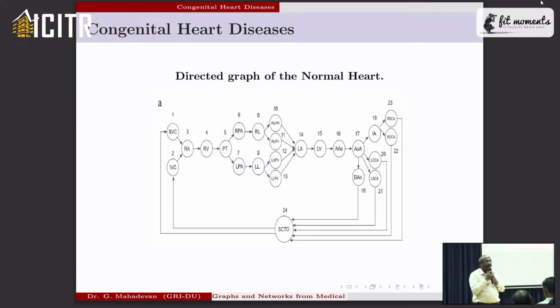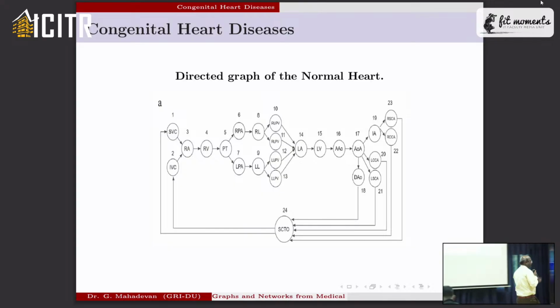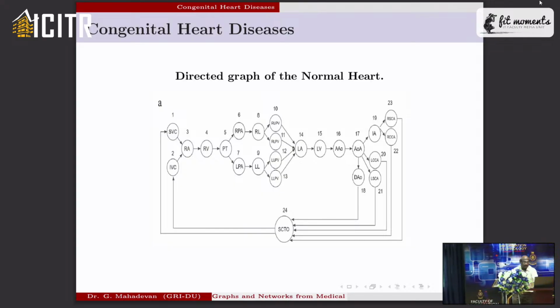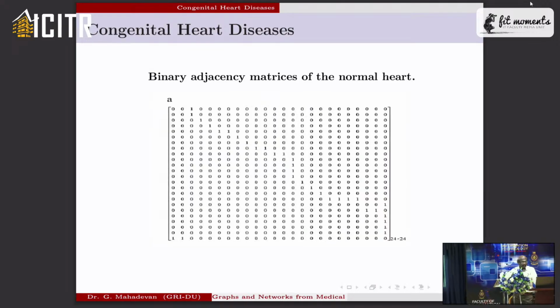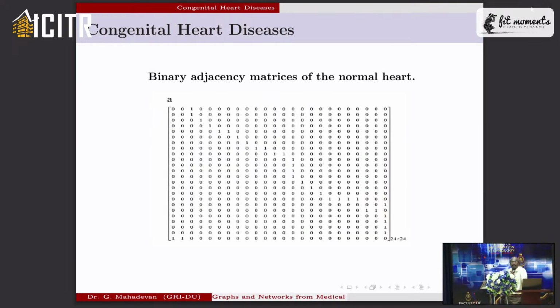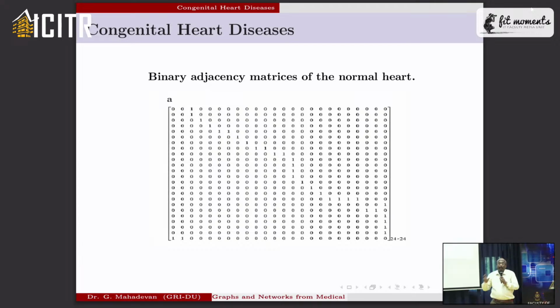After this, the graph can be converted into a binary matrix, right? This is using some algorithm, some manipulations. After obtaining this graph, I can get a matrix like this. It's not 2x2, it is 24x24, because the heart consists of 24 holes. The 24 holes are the vertices. So this is the binary matrix of the human heart. It varies from person to person.